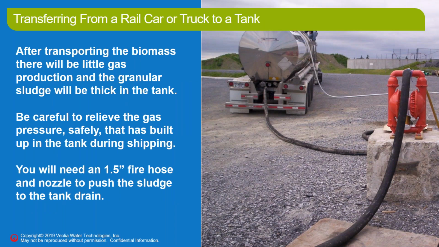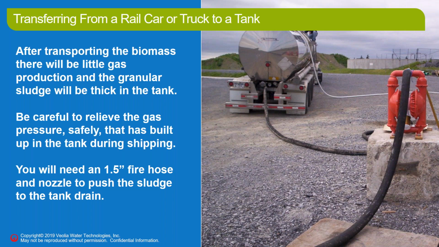So after you've transported the sludge, you've pumped it out of your digester and put it into the truck so you can sell it to somebody, and it's now gone to the buyer. You have to get the sludge out of the truck, let's say. And during transportation, the biomass will have made some biogas. So the first thing you want to make sure is that you relieve the gas pressure on top of the sludge in the tanker, slowly and safely.